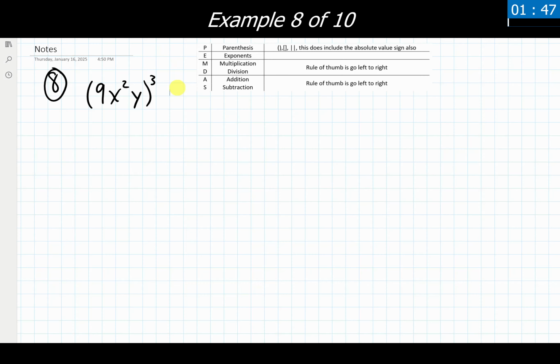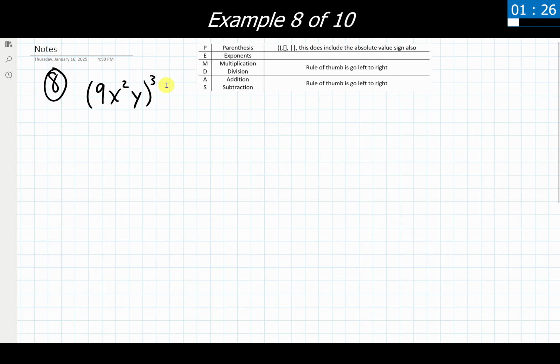Okay, number 8. We are being given the quantity 9x squared y, all being raised to the 3rd power. So I'm going to be applying the product to a power rule. I have a whole bunch of things multiplying together here. I have a product, and that all is being raised to the 3rd power.